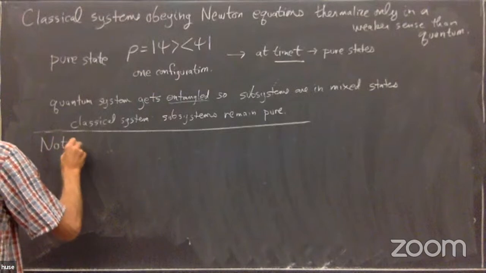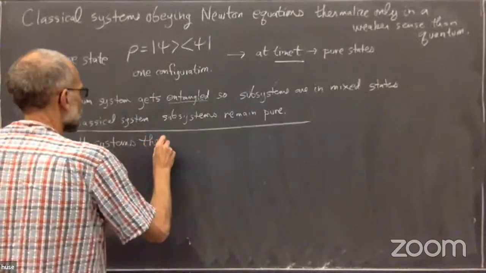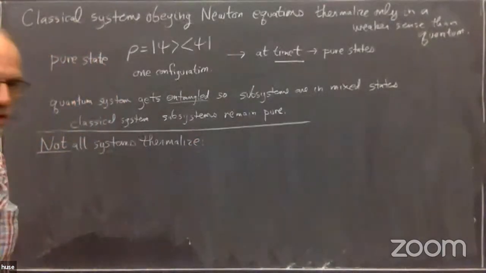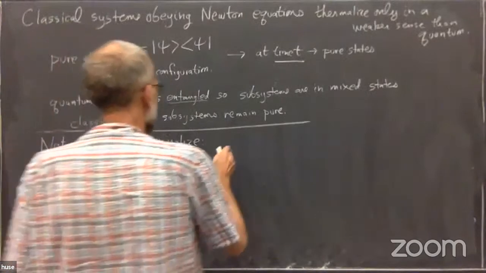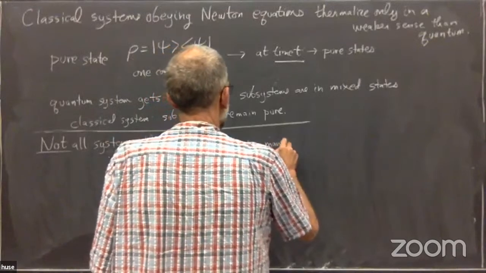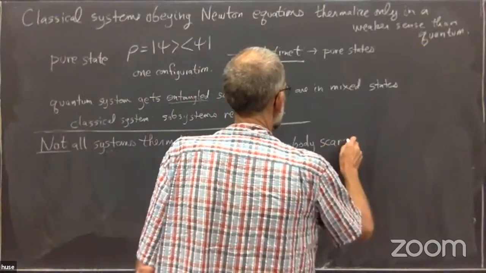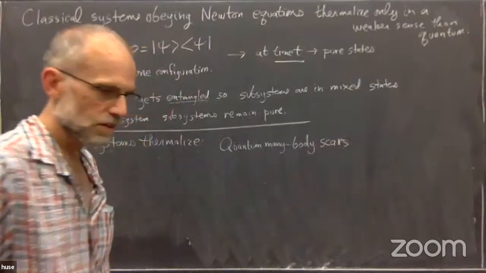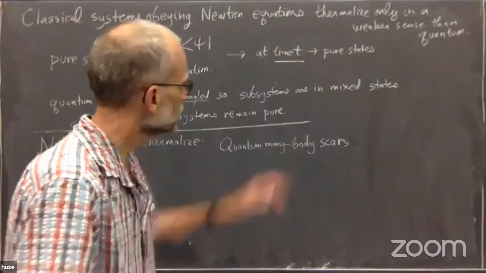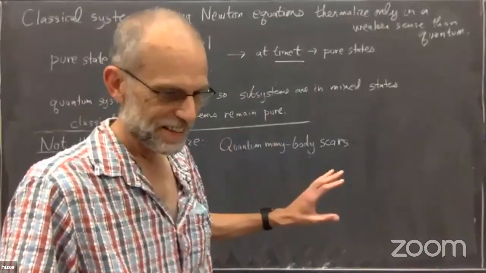Okay, so not all systems thermalize. And I'll mention very quickly two of them that I'm not going to lecture about. One of them is what's called quantum many-body scars. A very recent topic of activity, which started because of some experiments, but it's become a big subject. And these are systems where a few of the eigenstates are not thermal.